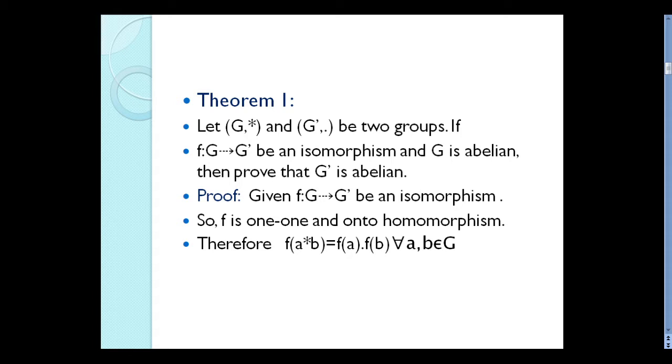Given F is a mapping from G to G dash be an isomorphism. So since it is an isomorphism, it will satisfy the one-to-one and onto homomorphism condition. So what is your homomorphism condition? F of a star b is equal to F of a dot F of b for all a, b belong to G.